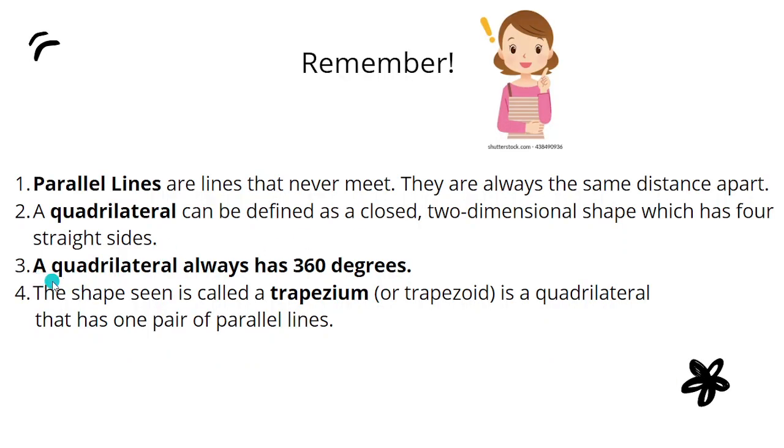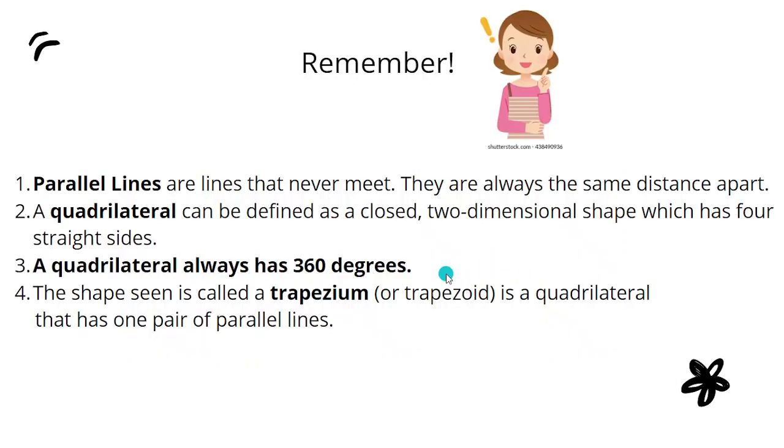Number three, remember a quadrilateral always has 360 degrees. Okay, so all these shapes here are going to add up to 360 degrees.